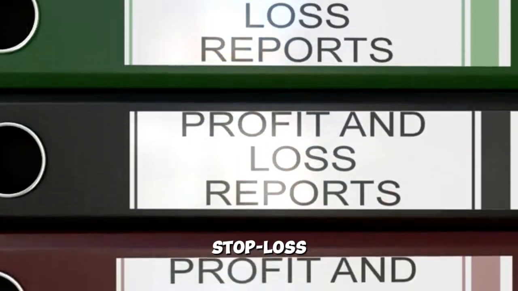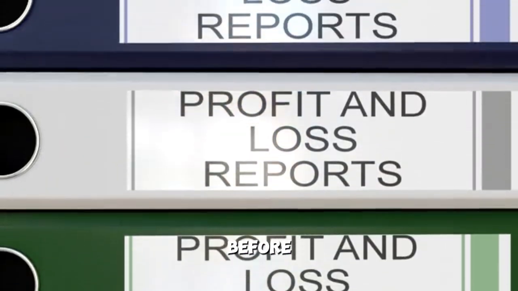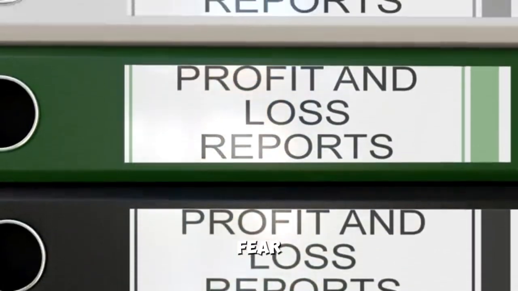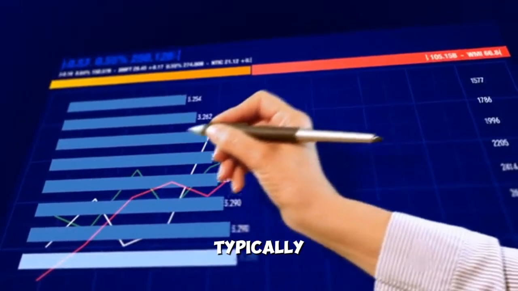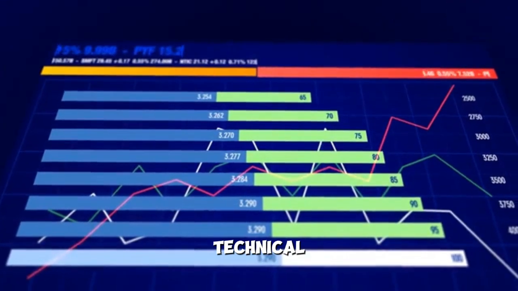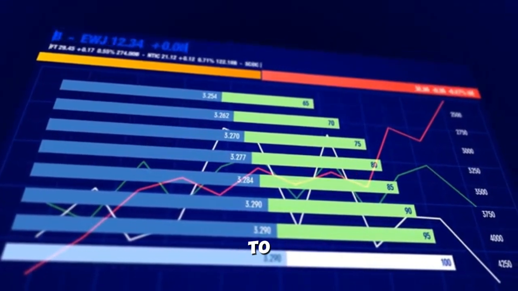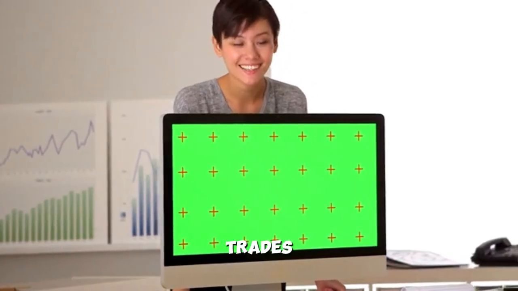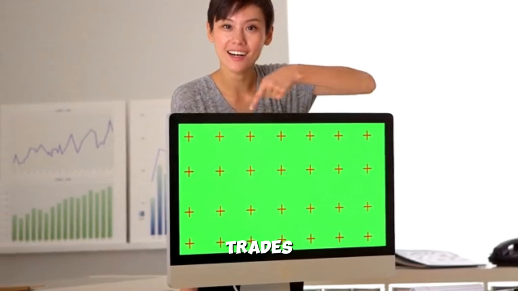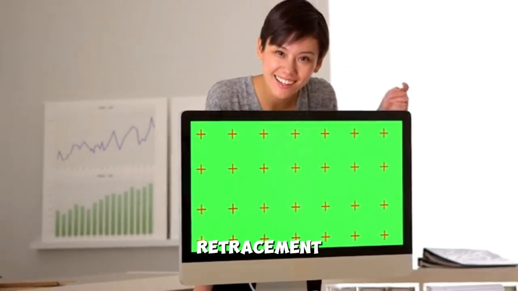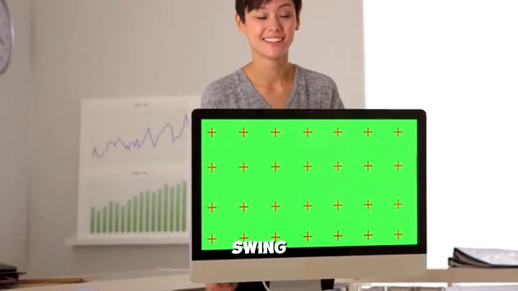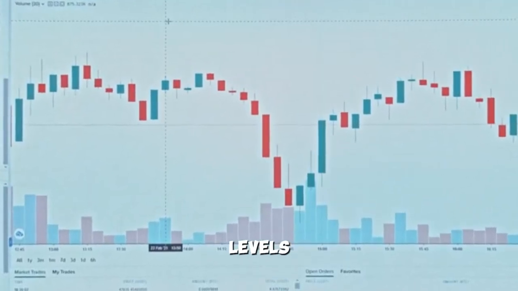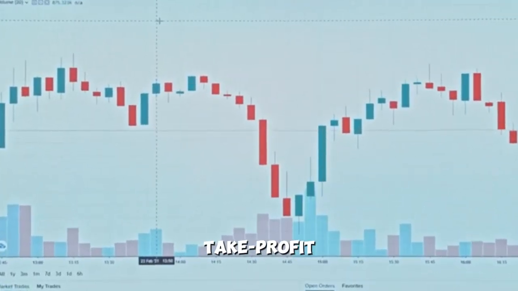Just like a stop loss, a profit target should be set before you even enter the trade, based on objective analysis rather than greed or fear. Effective profit targets are typically placed at logical areas of technical significance where the price is likely to face opposition. These can include major resistance zones for long trades, support zones for short trades, significant Fibonacci retracement or extension levels, or previous swing highs and lows. A disciplined approach involves identifying these levels on your chart and setting a take-profit order accordingly.